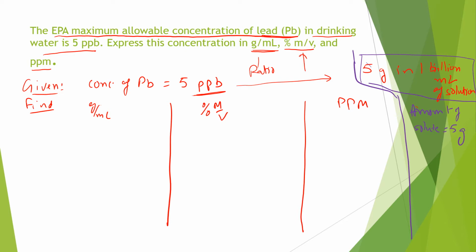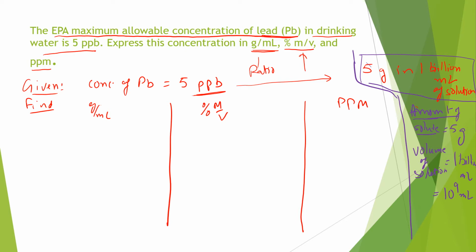And similarly, we know the amount of solute. Do we know the volume of solution? Yes, so volume of solution will be equal to 1 billion ml. So 1 billion ml is 10 to the 9 milliliters. So that's 1 billion. So now we are armed with this information. Let's calculate the other concentrations.